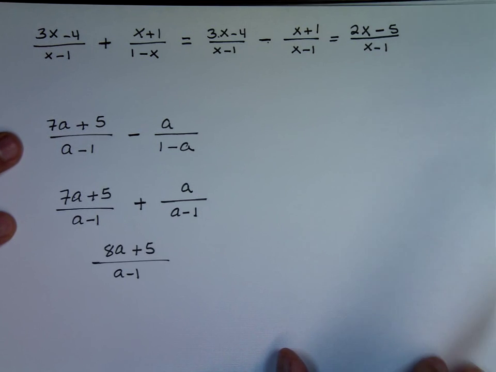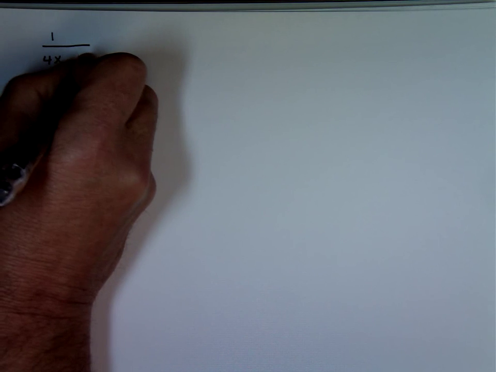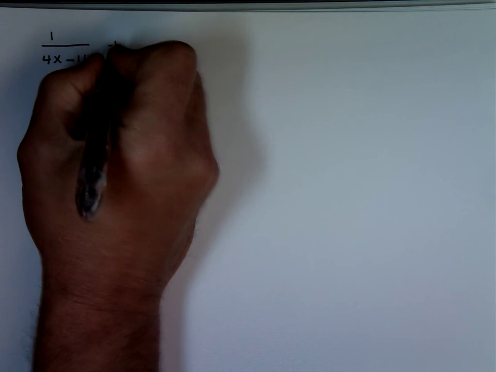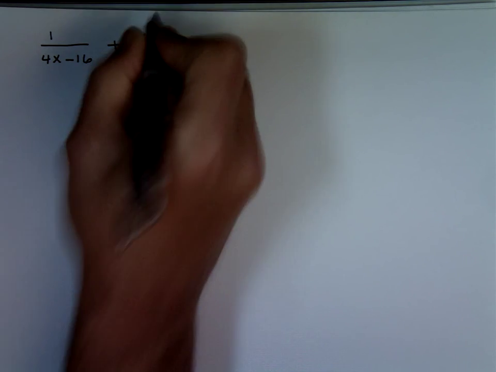Again, let's keep adding. I'm having too much fun. I don't want to stop here. 1 over 4x minus 16 plus 2x over x squared minus 16.